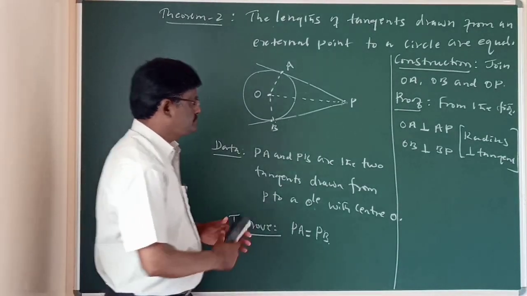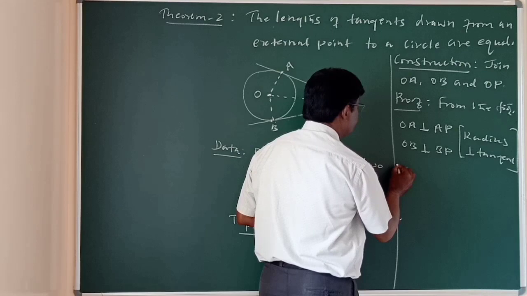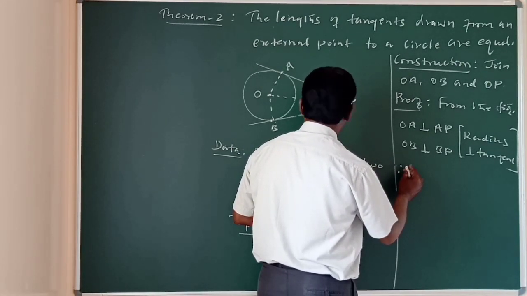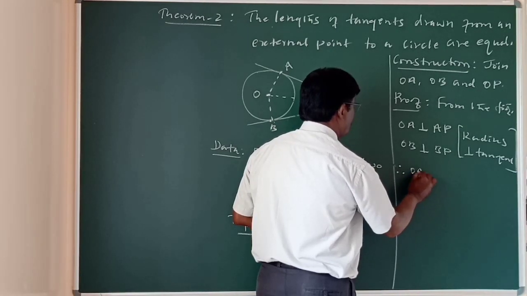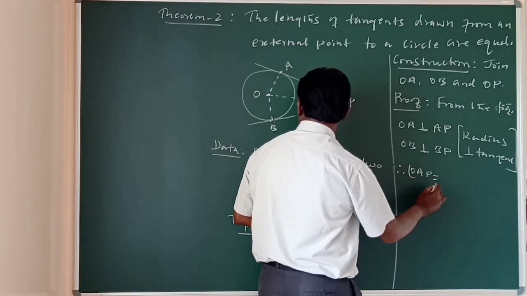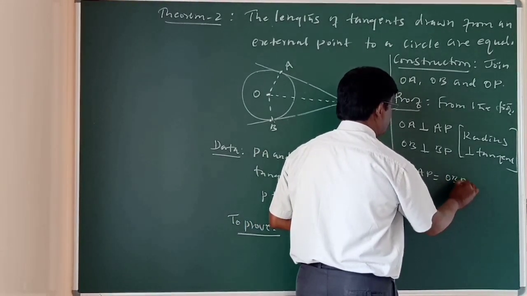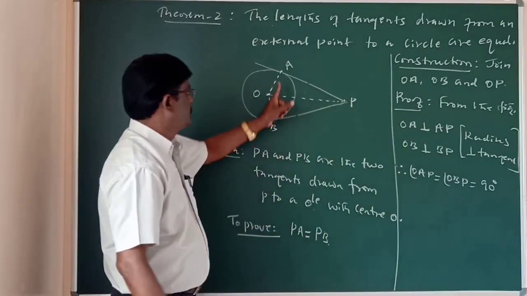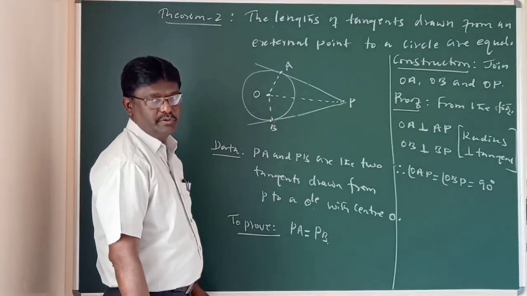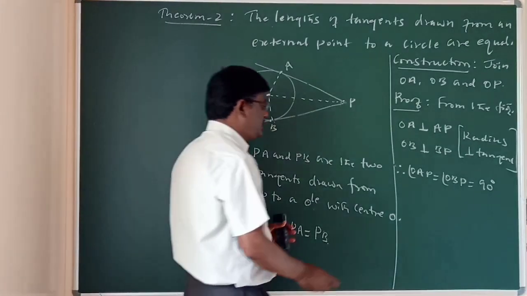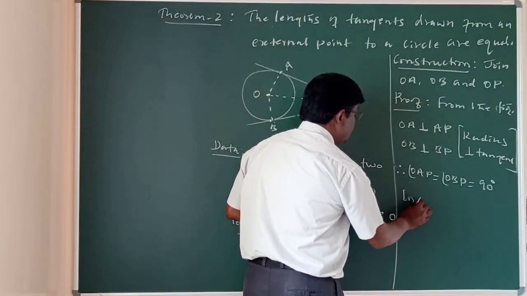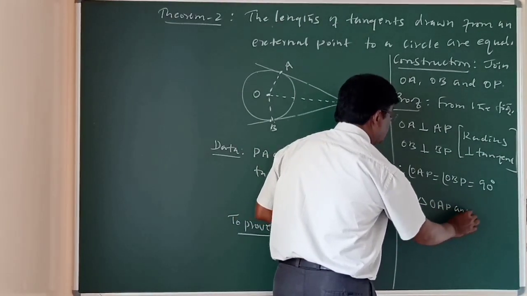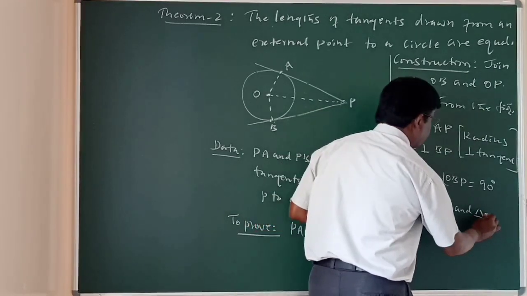Okay, now, therefore, this implies, we should write therefore, angle OAP equal to angle OBP equal to what? 90 degree, because perpendicular, therefore naturally it will be 90 degree. Now we shall take the required triangles. In triangle OAP and triangle OBP.